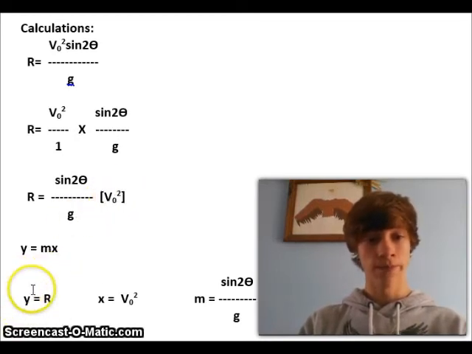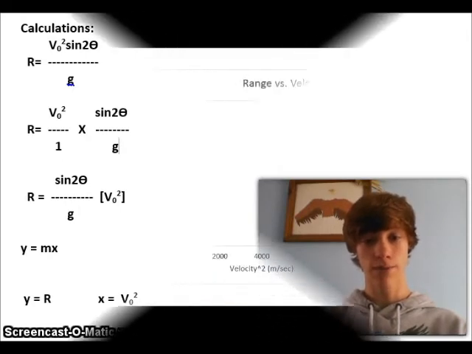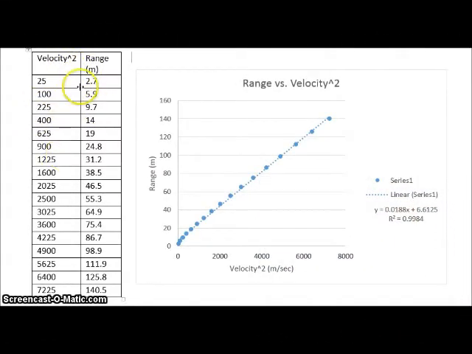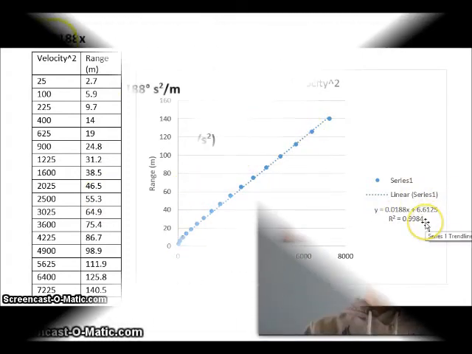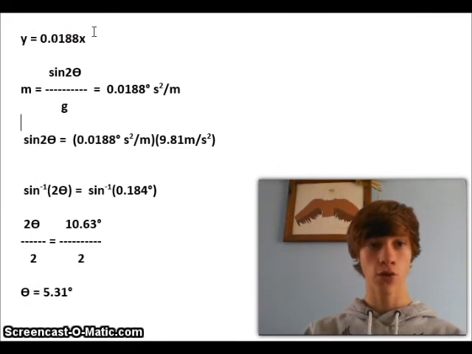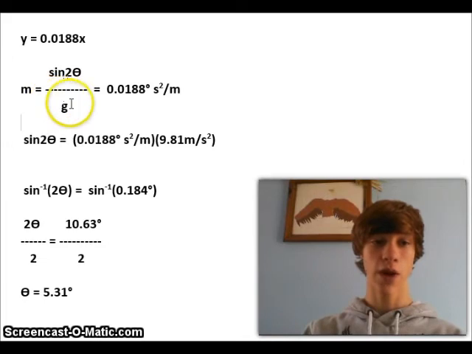So when graphing this, the y-axis would be range, the x-axis would be initial velocity squared, and the slope of the line would be sine 2 theta divided by gravity. And this is our linearized data. We have velocity squared as our x values and range as our y. Here you can see our graph and our linear equation, our R squared value. And here we have our linear equation, y equals 0.0188x. 0.0188 is our slope, our m value, and is equal to sine 2 theta divided by gravity.